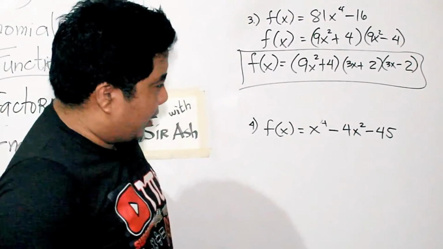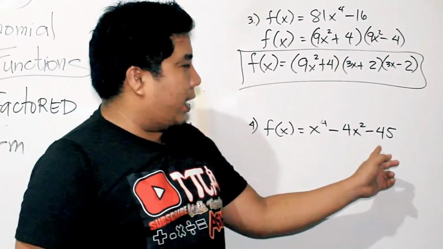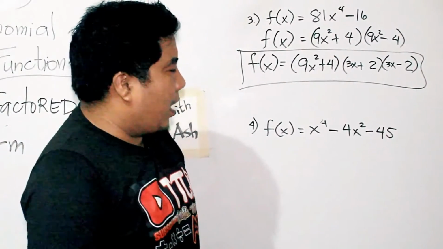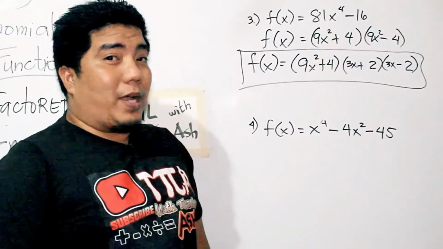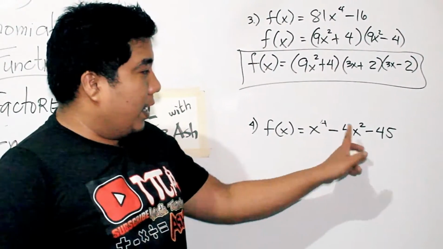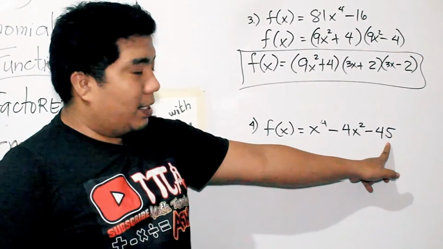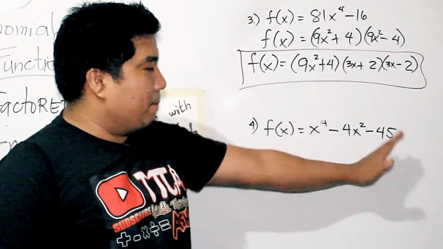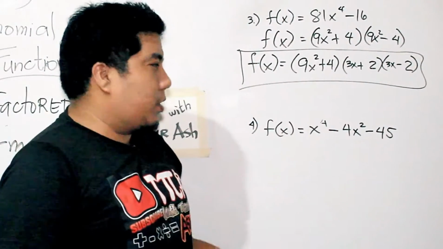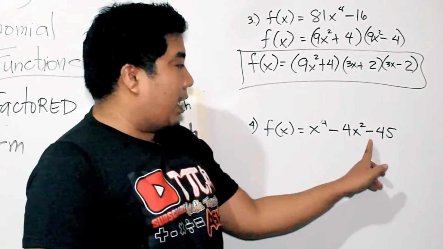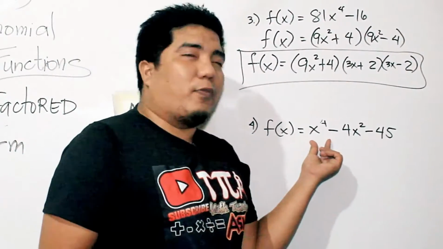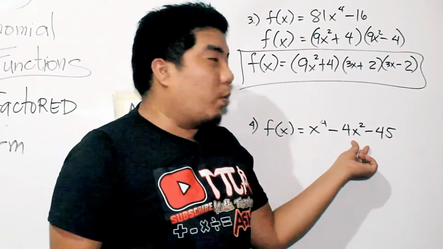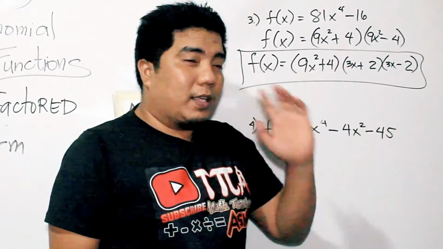Now, let's try to see this one. X to the 4th minus 4x squared minus 45. Now, in our general trinomial, we have a power of 2, right? And this is x to the 4th, this is x squared, and this is the constant term. So basically, if we check our terms, we don't have any x cubed and we don't have any x, or that linear term. We only have the 4th power, the 2nd power, and the constant.